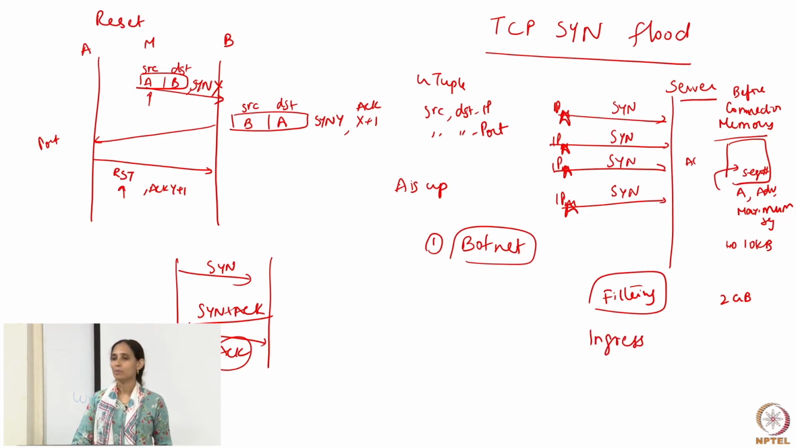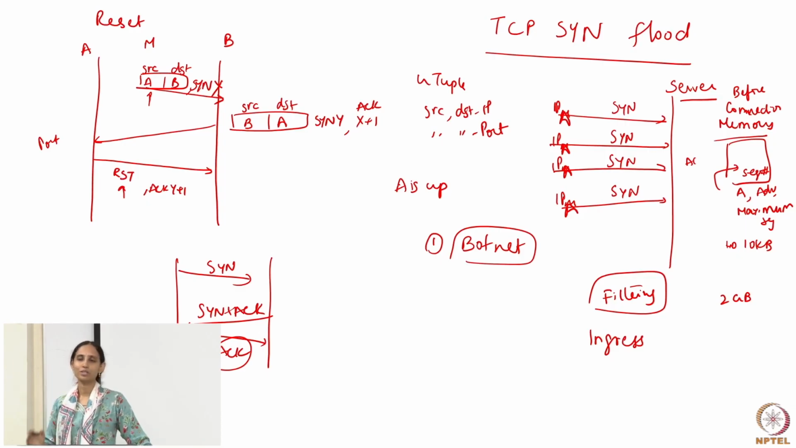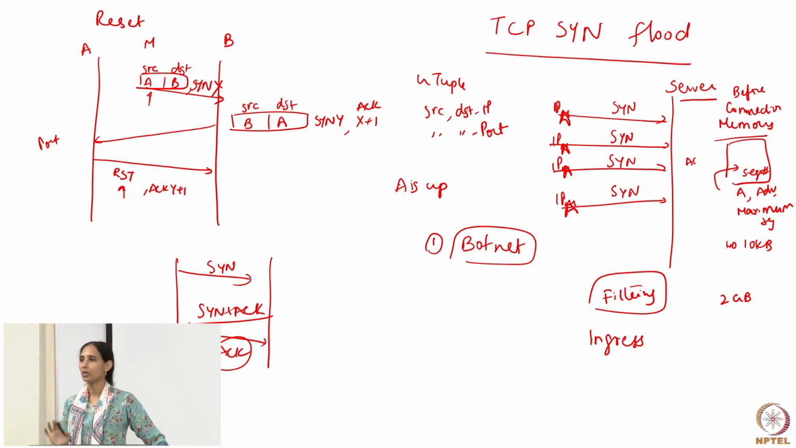If you increase the memory, the attacker will increase the connections also. The question is who has more resources. And generating SYNs is an extremely easy task. A SYN is only a few bytes, so it is very easy to generate SYNs at a very large scale. So, if the server increases memory, the attacker will increase the number of SYNs. So, that is not going to help.